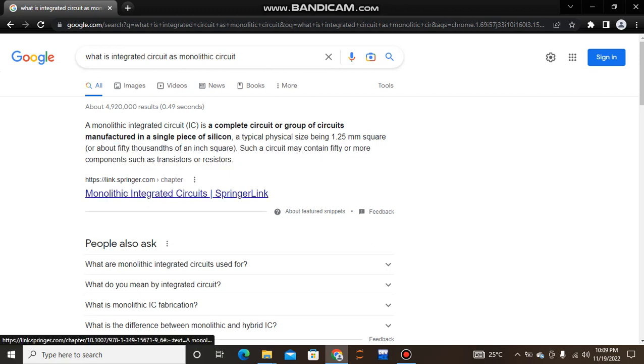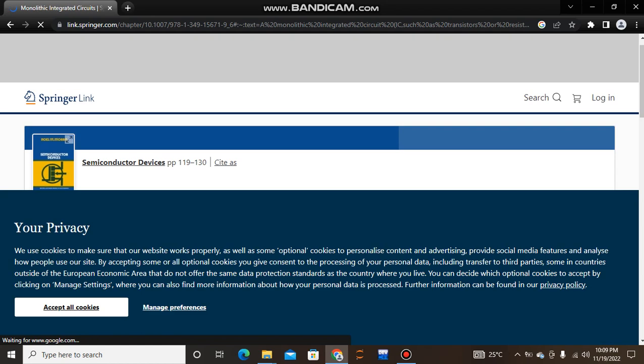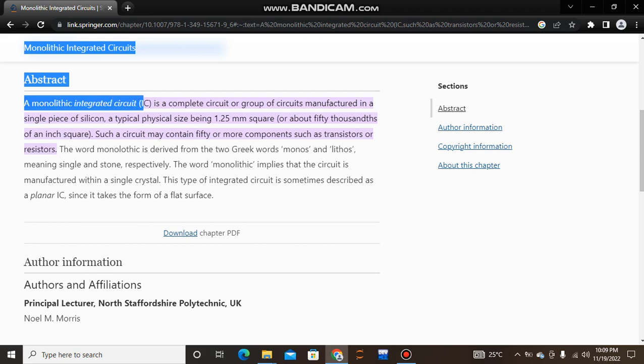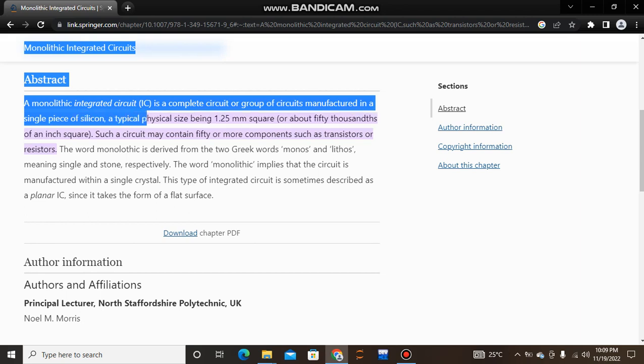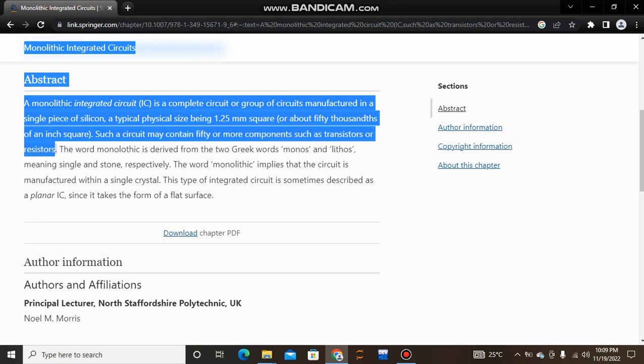Okay, so I'll open www.link.springer.com, because it has written that a monolithic integrated circuit is a complete circuit or a group of circuits manufactured in a single piece of silicon, a typical physical size being 1.25 millimeter square or about 50 thousandths of an inch square. Such a circuit may contain 50 or more components such as transistors or resistors.